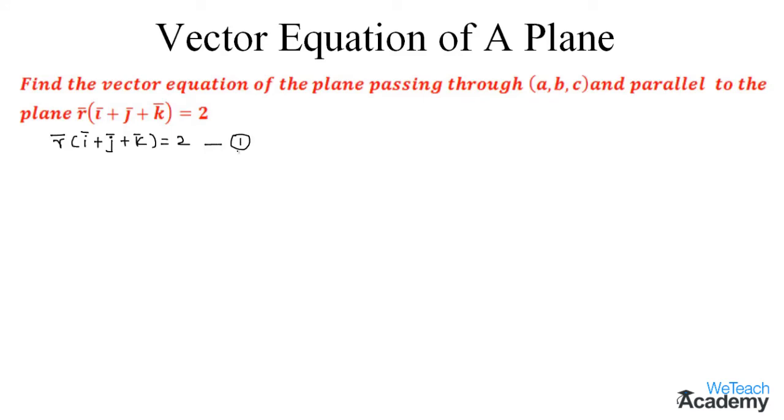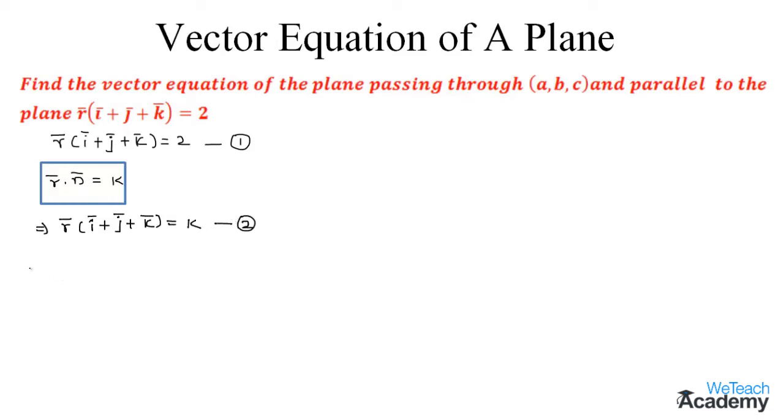So we have already learned the vector equation of a plane parallel to the given plane r bar dot n bar is equal to q is given by r bar dot n bar is equal to k. And now let us substitute the value of n bar over here. So by substituting the value of n bar here, we get r bar dot (i bar plus j bar plus k bar) is equal to k. So this is our equation 2.